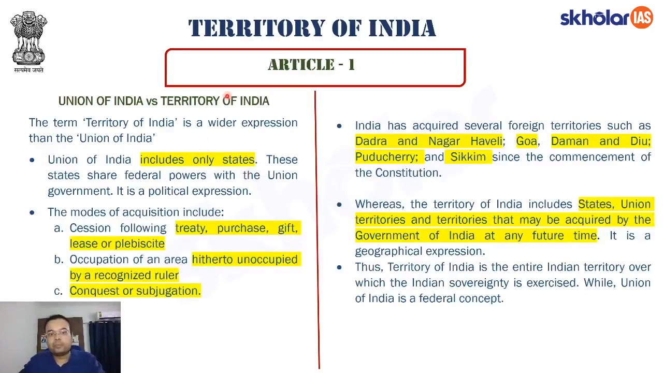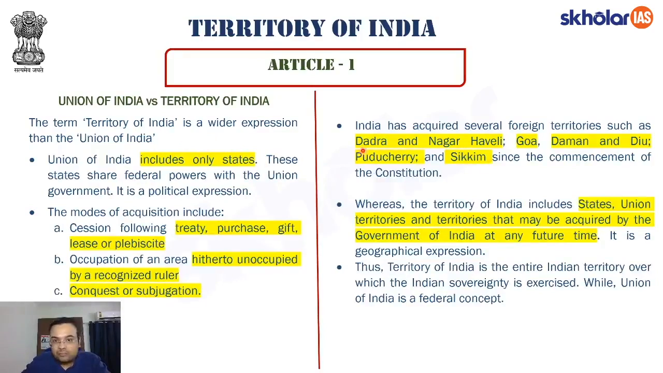But when we are talking about Territory of India, it would include states, and it would include union territories. Union territories are those territories where there is direct control of the union in the administration of these very important strategic locations. Then there are territories that may be acquired by the Government of India in future. It may very well be that in future, the Government of India may acquire new territories. These territories will be part of Territory of India, but not the Union of India.